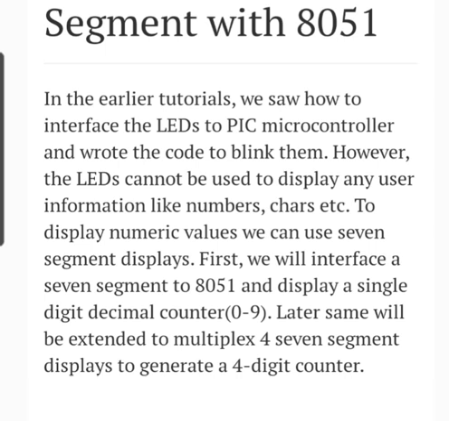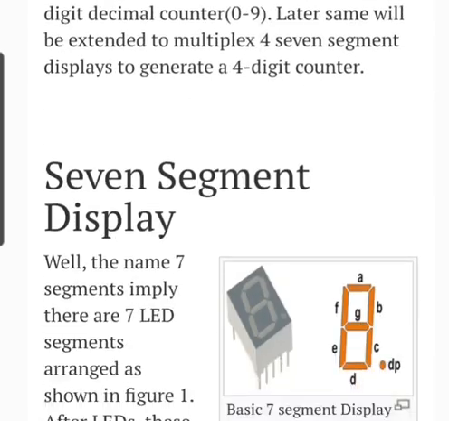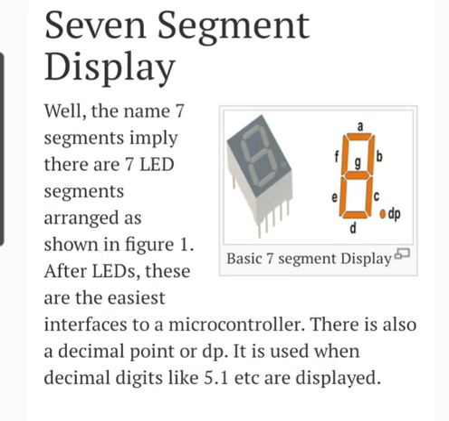First we have to interface the 7 segment to 8051 and display a single digit decimal counter between 0 to 9, and then we will extend it to multiplex 4 7 segment displays to generate a 4 digit counter. So first we will see what is a 7 segment display.